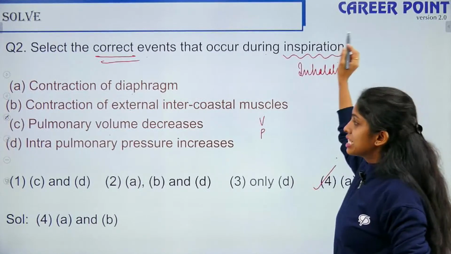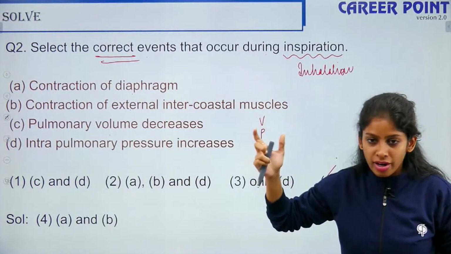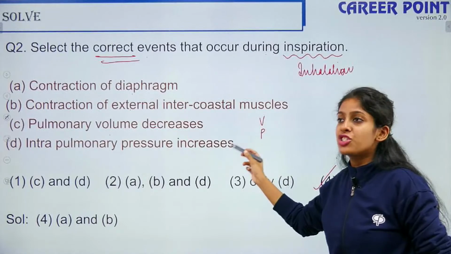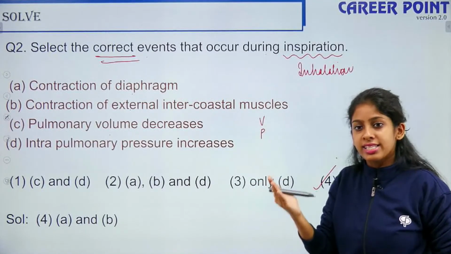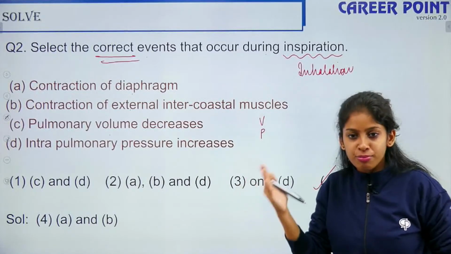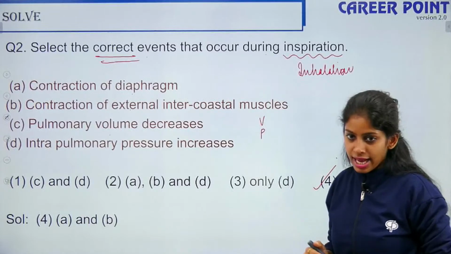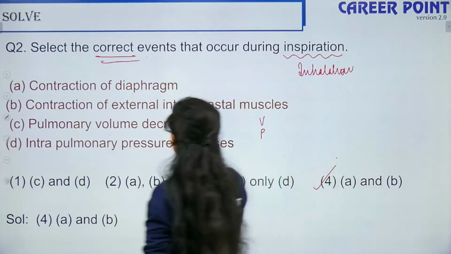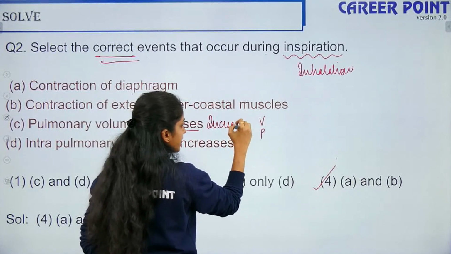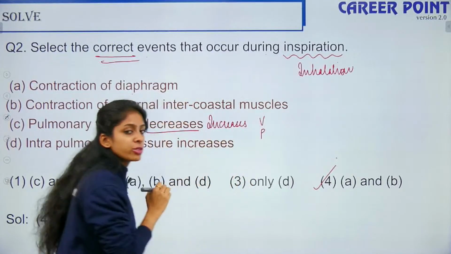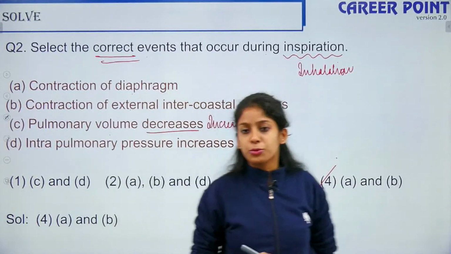So during inspiration, you have contraction of diaphragm, okay, and then your pulmonary volume increases. Only when the pulmonary volume increases can you accommodate more air inside your lungs. Then the intrapulmonary pressure decreases, so you have negative pressure inside the lungs, thus air from outside moves inside. So here the right option is option D.